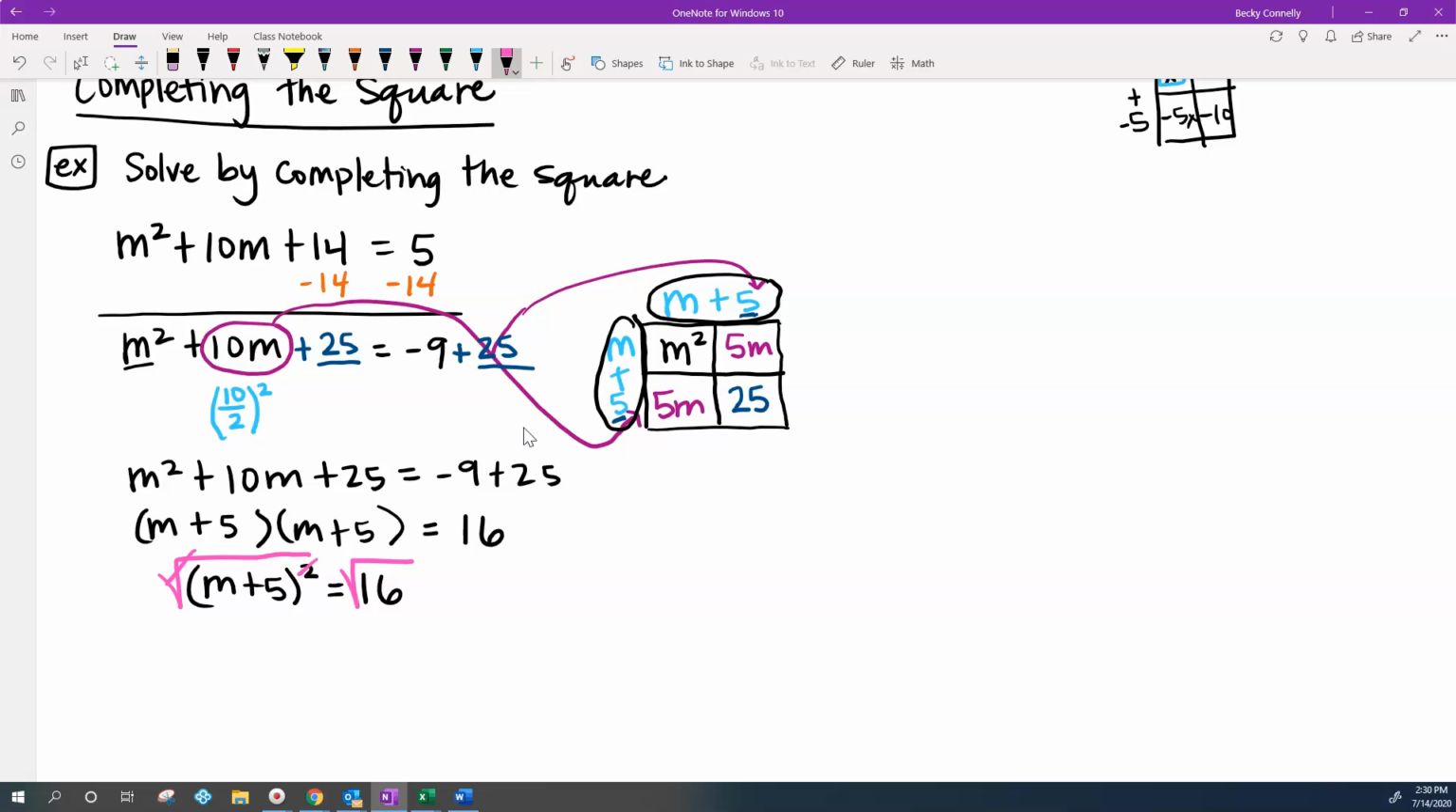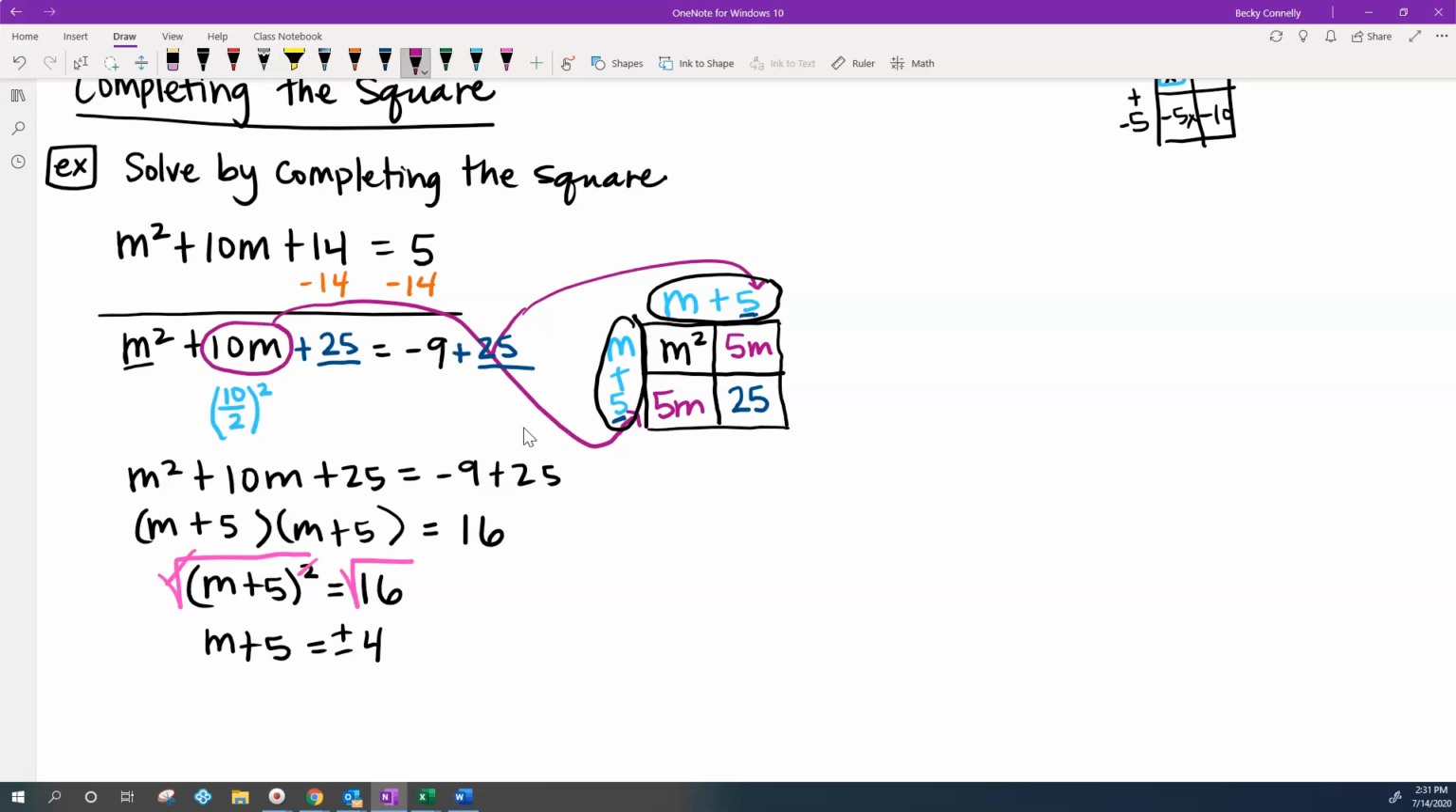Right? And so that leaves me with m plus 5 on this side. And then on the other side, I end up with that plus or minus the square root of 16, right? Which is really that plus or minus 4. And then from there, I just need to figure out what m is.